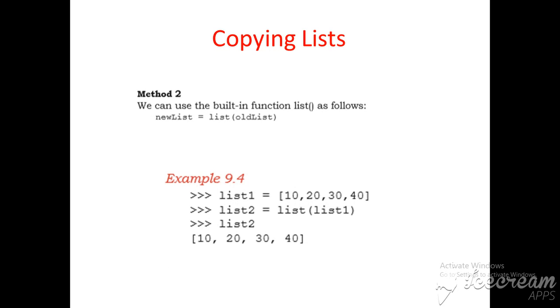Next is using the list function. The syntax is new list is equal to list of old list. For example, list1 is equal to 10 20 30 40, and list2 is equal to list of list1. In the brackets we specify which list we need to copy. We specify list1, so list1 is copied to list2. This is another method, the list function.